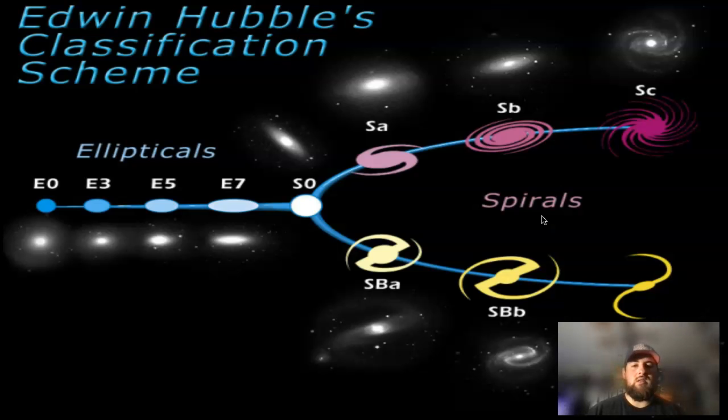So here is the example of Hubble's tuning fork. As you can see, it looks just like a tuning fork. And these are the ellipticals: E0, E3, E5, E7. These are the spiral galaxies: SA, SB, and SC. And then these are the lenticular galaxies: SBa, SBb, and then the SBc.